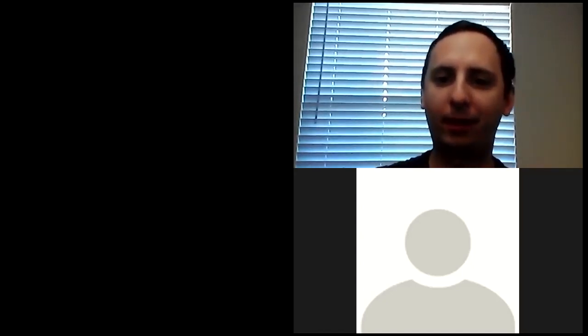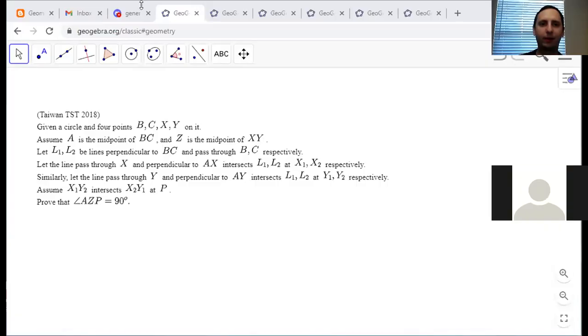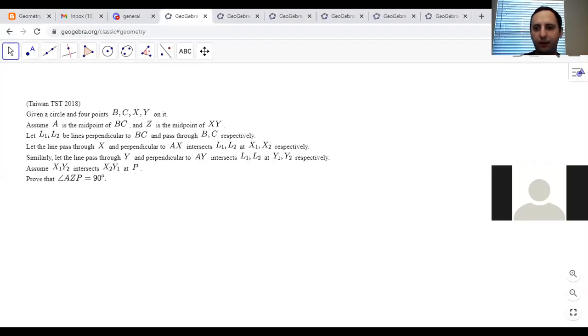So with that, I'm going to get started. I'm going to keep doing problems from the Taiwan Team Selection Test until we run out, because I feel like it's a very nice contest and we've had a lot of fun doing it the last couple times. So here is the first problem.